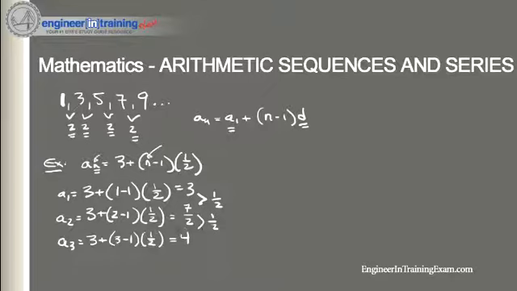So the 10th term then would be a sub 10. Now we can find a sub 4, 5, 6, 7, 8, 9, all the way up to 10, or we can just jump to 10 by plugging in 10 into our sequence. So it's 3 plus 10 minus 1 times 1/2, and that is going to be 7.5.